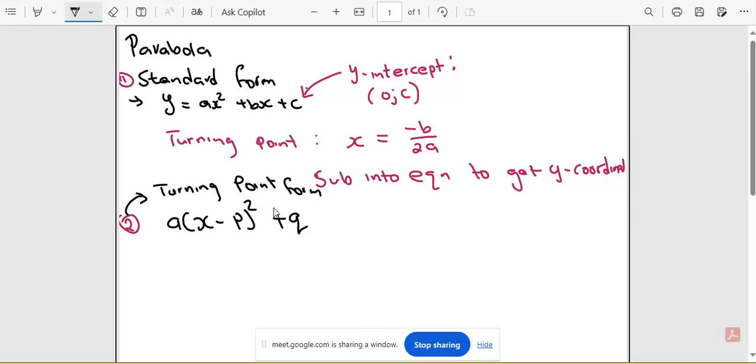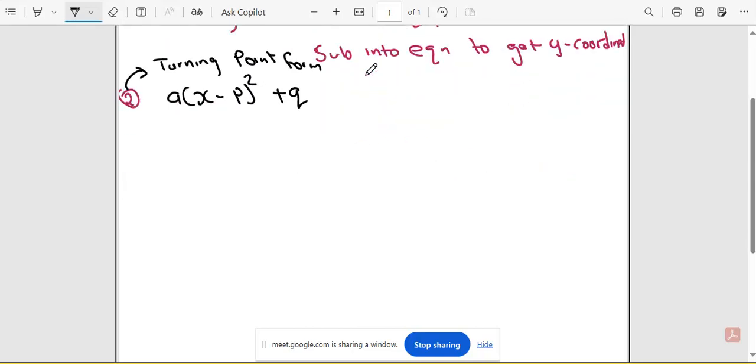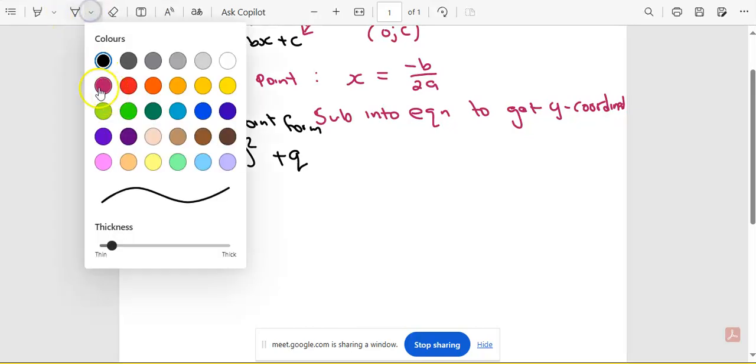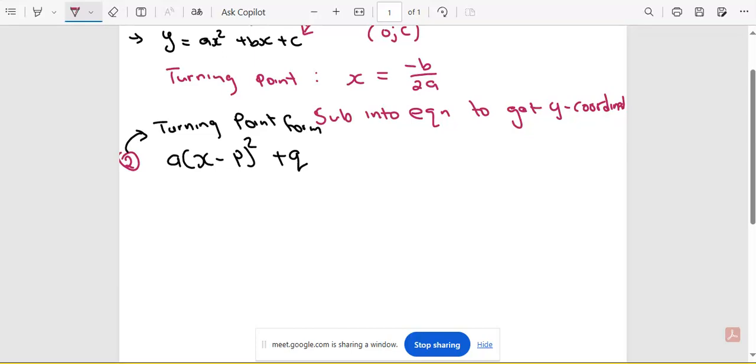No, sir. We complete the square. You understand? To move from the standard form to the turning point form, we complete the square. Right. So now let's talk about the turning point of this one. What is the turning point if it is in this form? I don't know. Is it Q? I don't know, sir.